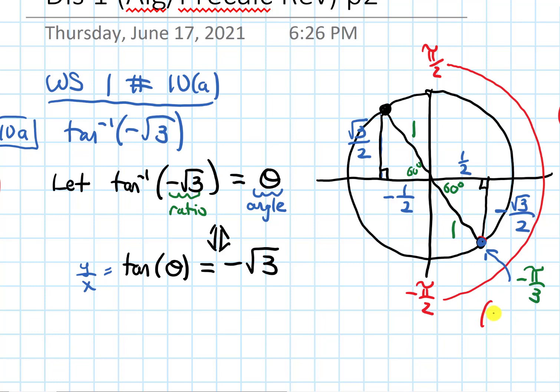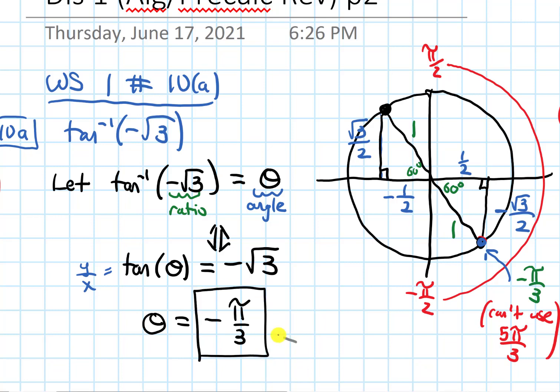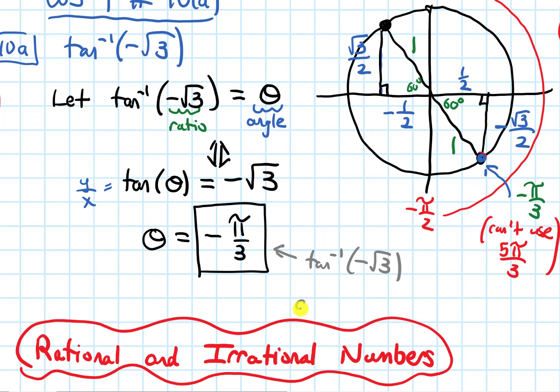It's really important to notice that I can't use 5 pi over 3. Even though 5 pi over 3 is in the exact same spot, if I had just gone in the positive direction, it's not a value between negative pi over 2 and positive pi over 2. So I really have to use negative pi over 3. Alrighty, so we know that our angle theta is negative pi over 3, and that is our answer right there. That is what tangent inverse of negative root 3 is, or if I wanted to, I could have written this as arctangent of negative root 3 and said that that equals negative pi over 3.